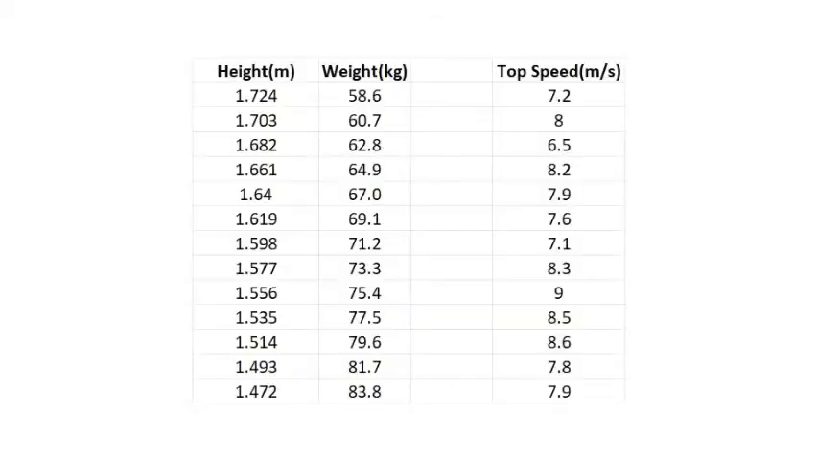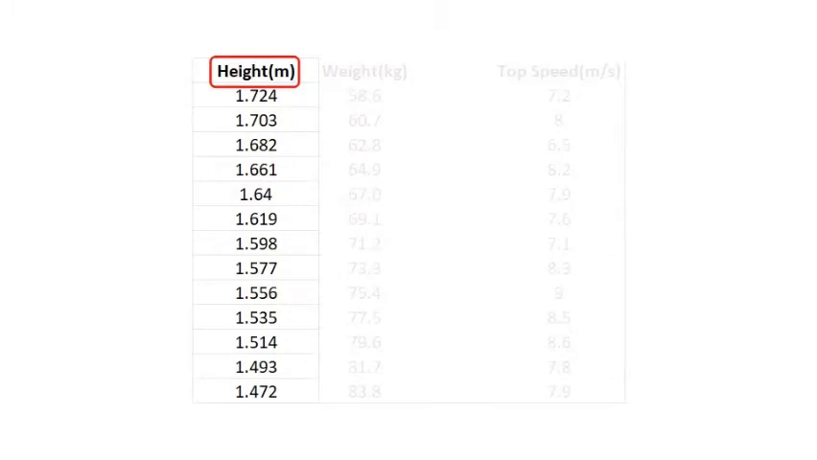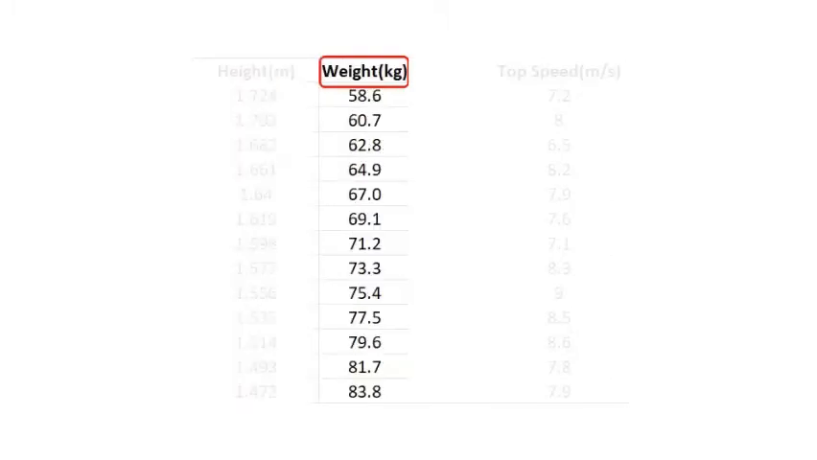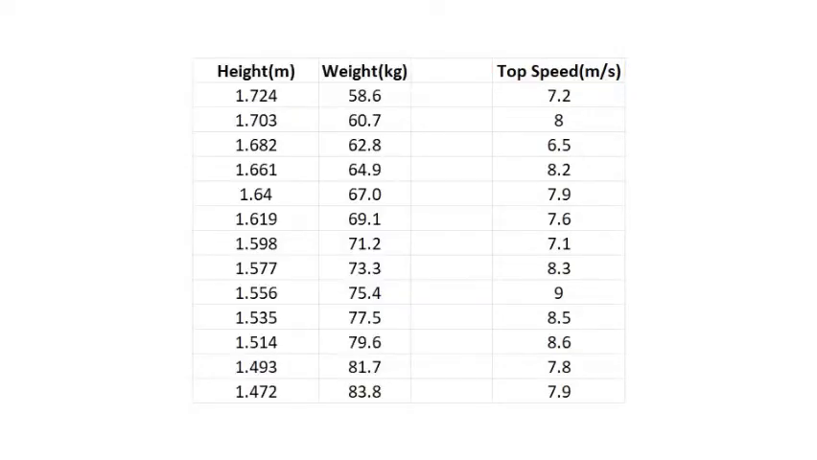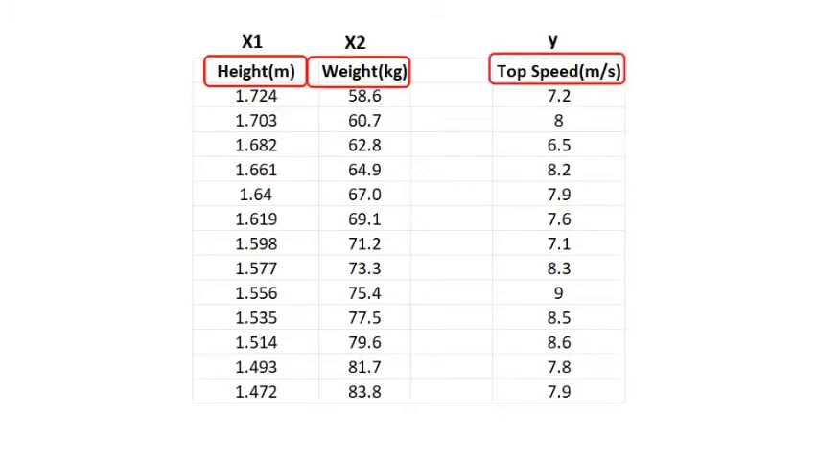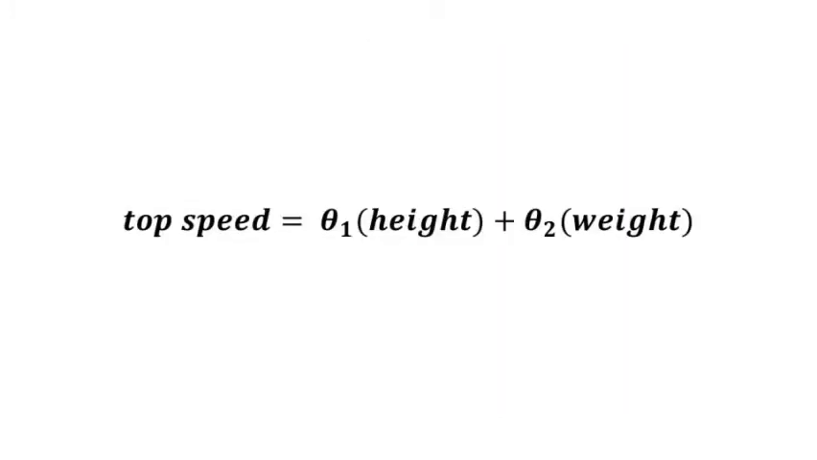Now let's look at an example. This is height of a person in meters. It lies in the range of 1.5 to 1.8 meters. We also have weight in kgs, and it has a large magnitude comparatively, in the range of 55 to 85 kg, and we have the corresponding top speed of that person in meters per second. Let's call height x1 and weight x2 as the features and y, the top speed, as target.